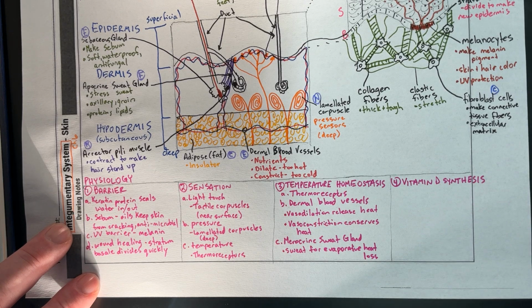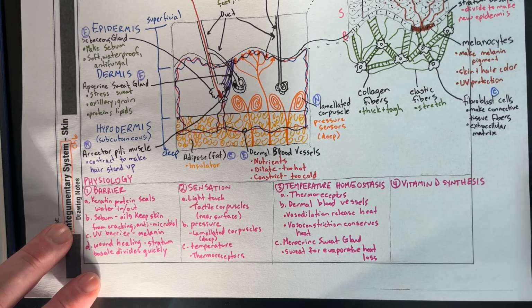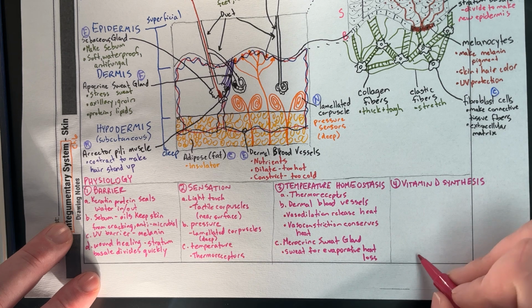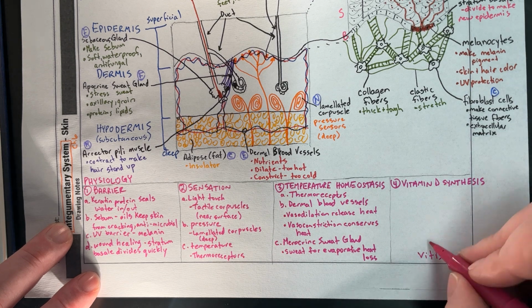And last, let's talk about vitamin D synthesis. So you might have heard that you need to go out into the sun or get some exposure to UV rays in order to make vitamin D, and that's absolutely true. And what happens is there's three chemicals involved in two chemical transformations. I don't want you to have to know the names of the chemicals, but know that vitamin D is what happens at the end.